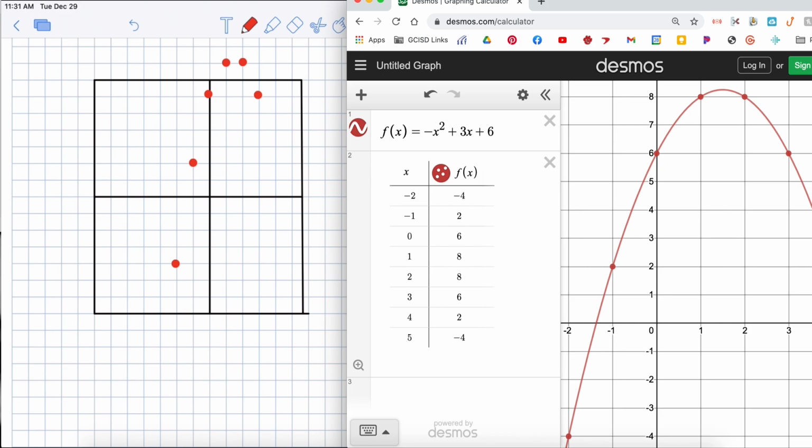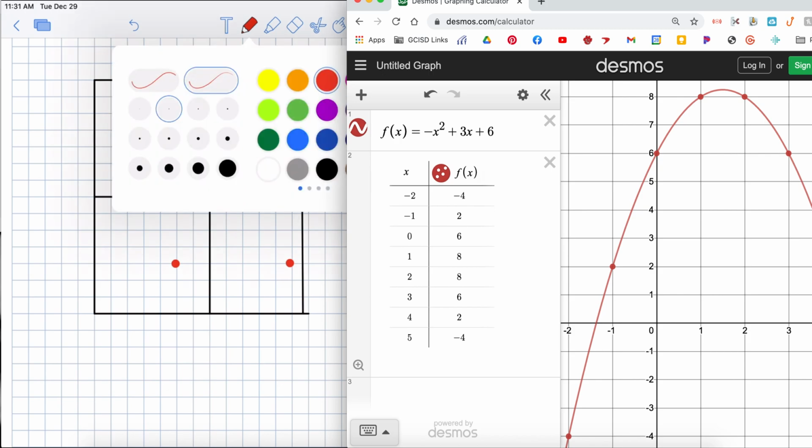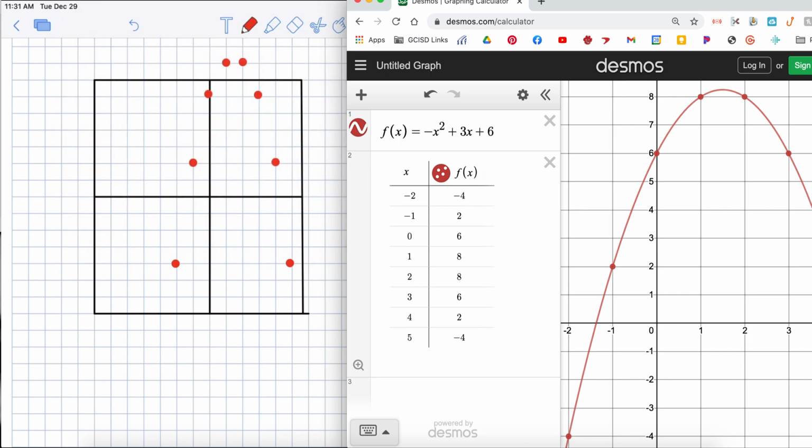I wasn't quite high enough to get to 8, so mine went off, and that's not really a big deal. But it should look something like this, and you can connect the dots. If you need to pause it for more time, please go ahead and do so. Otherwise, we're going to go back and answer our question.